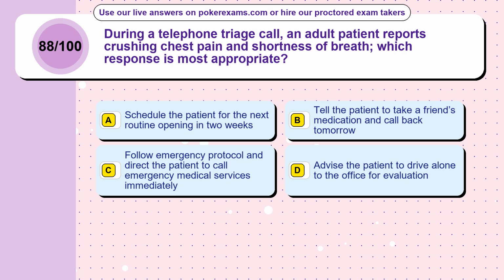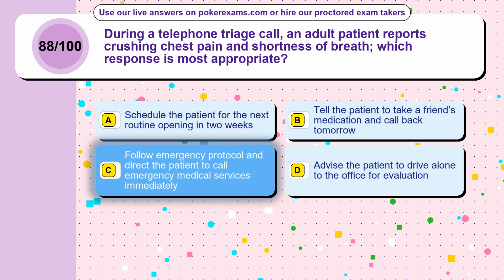Option A, schedule the patient for the next routine opening in 2 weeks. Option B, tell the patient to take a friend's medication and call back tomorrow. Option C, follow emergency protocol and direct the patient to call emergency medical services immediately. Option D, advise the patient to drive alone to the office for evaluation.